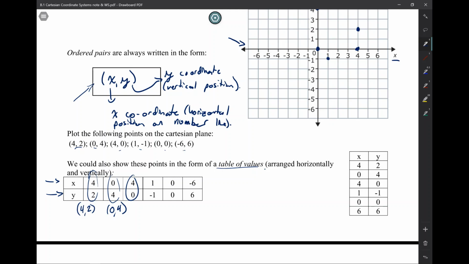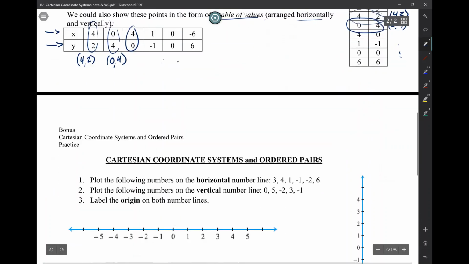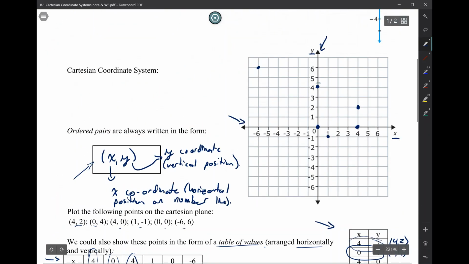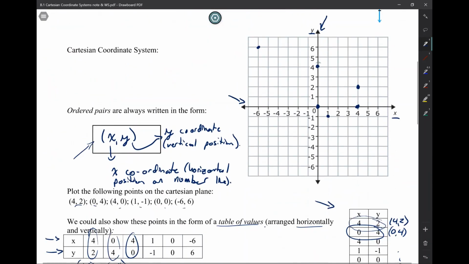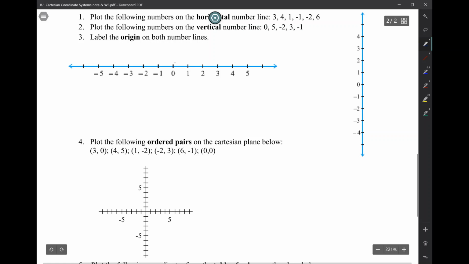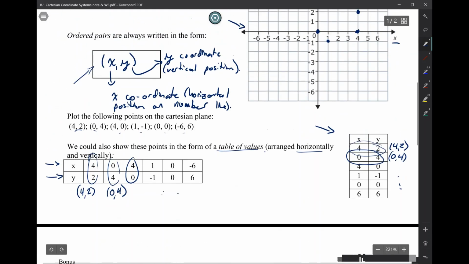This one is arranged horizontally, but the next one on the side here is arranged vertically. Again, they're all the same points here. Our first point is (4, 2). Our second point is (0, 4). And so on. So you should be able to use that information. That's just a quick review of how the coordinate systems work. You can use that information to solve the problems down below.